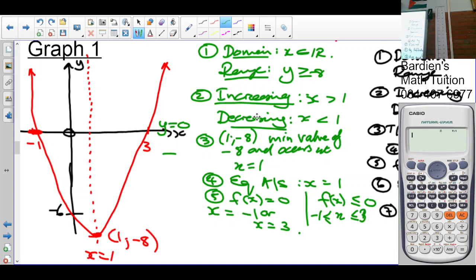Next question. Where is f of x more than 0? So in other words, it is where the graph is above this line y is equal to 0. Not so? So if you look at where the graph is above, it's this part here, there and there.